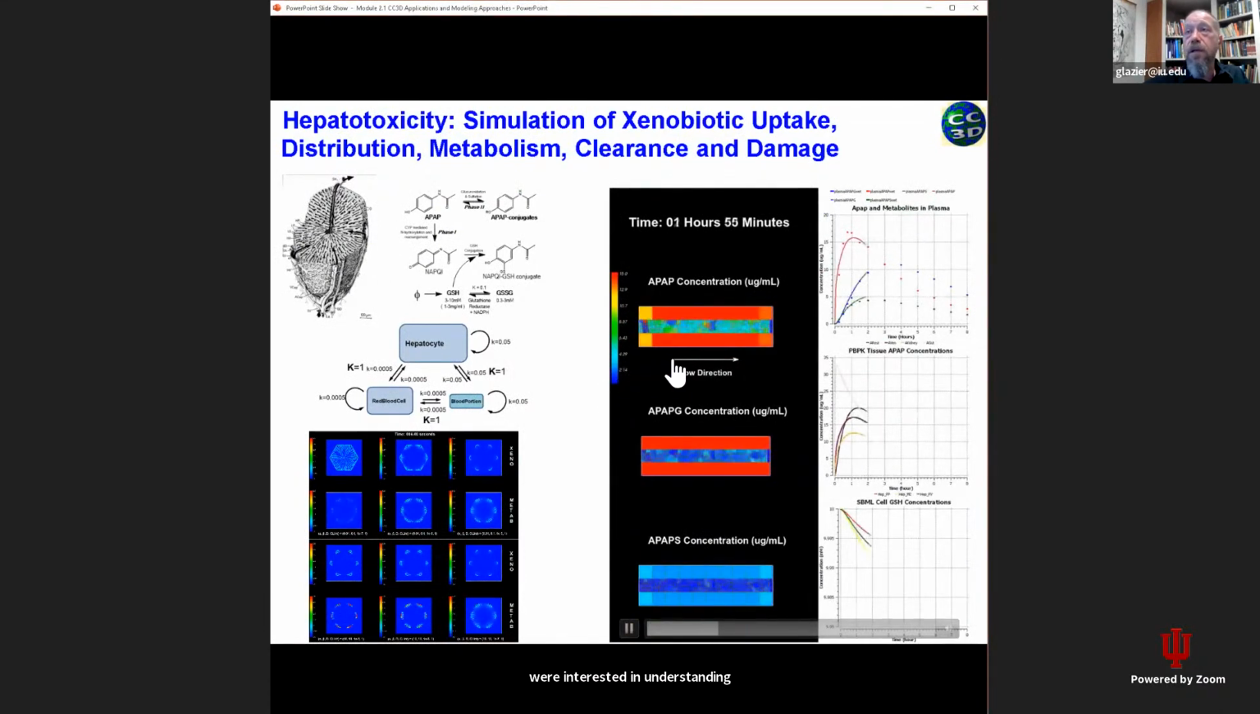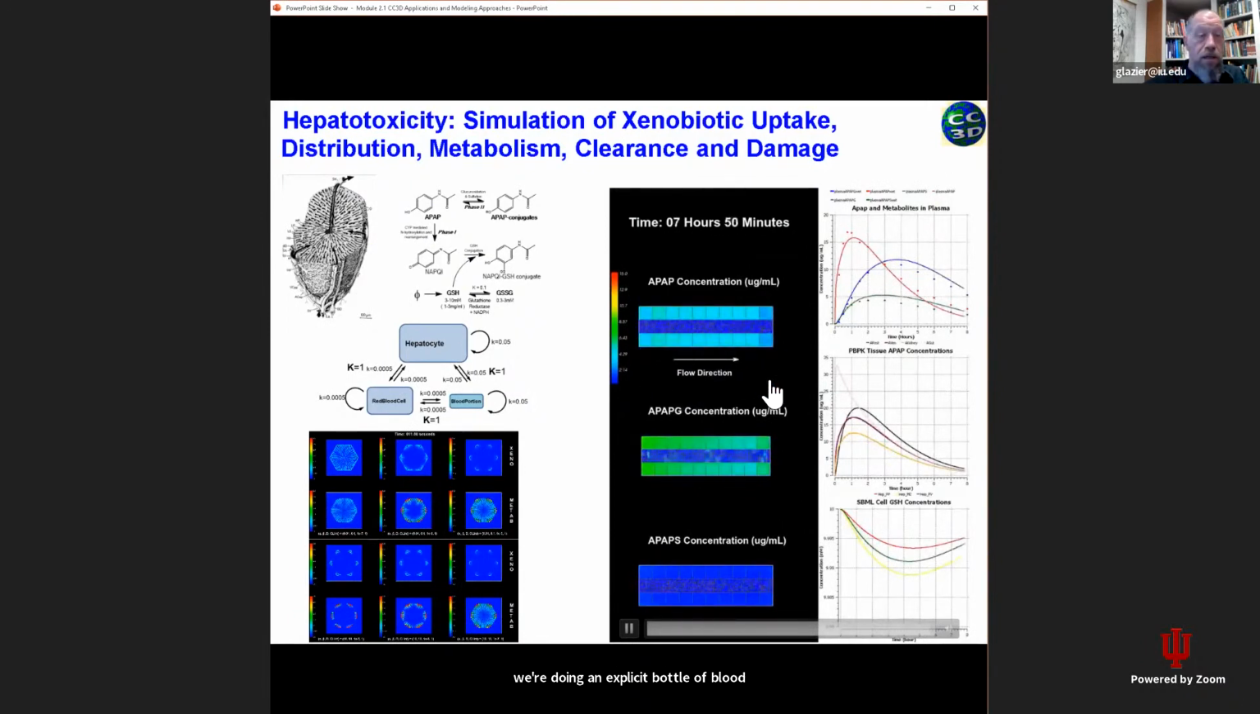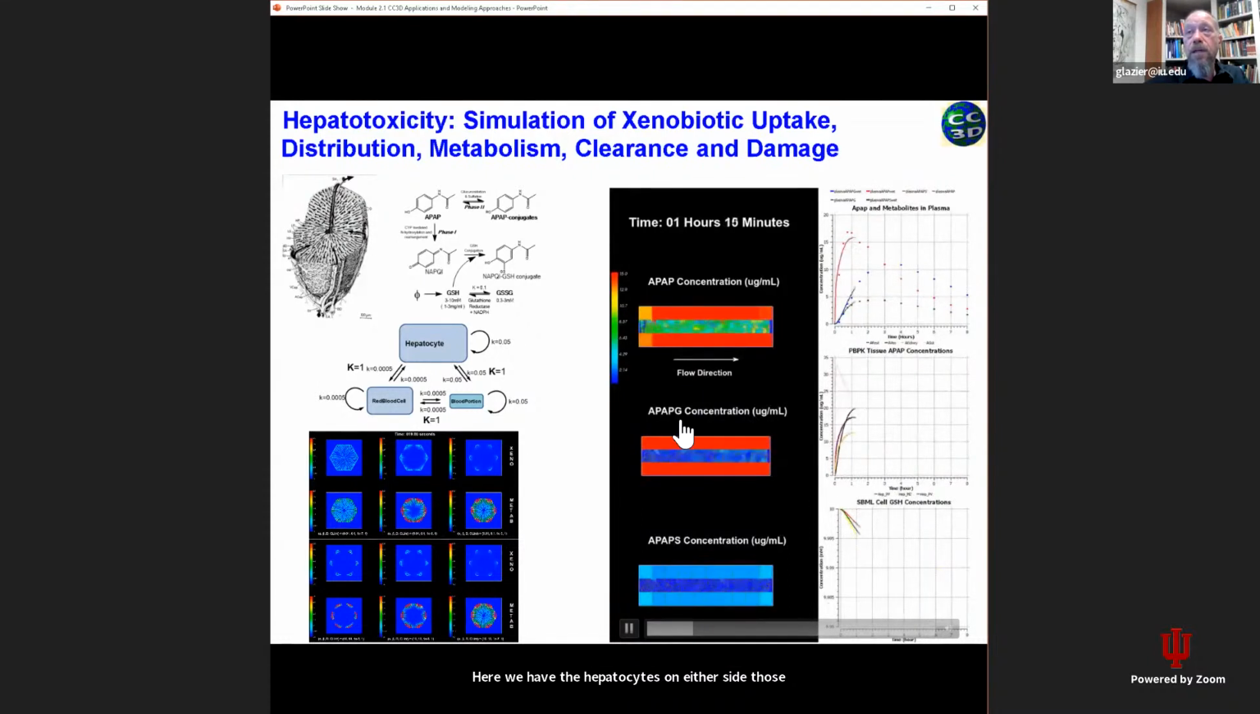transport of acetaminophen here in a single sinusoid in the liver. Here we're doing an explicit model of blood flow. In the middle, there's actually a CompuCell model of the flow of blood. It's expensive computationally, but you can do it. Here we have the hepatocytes on either side. Those hepatocytes are pulling acetaminophen, APAP, out of the blood.